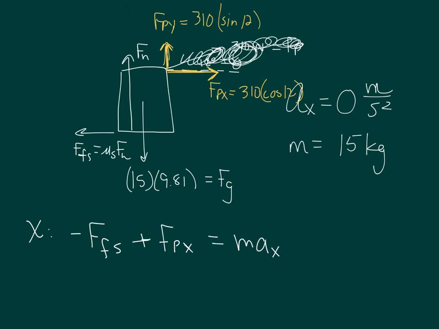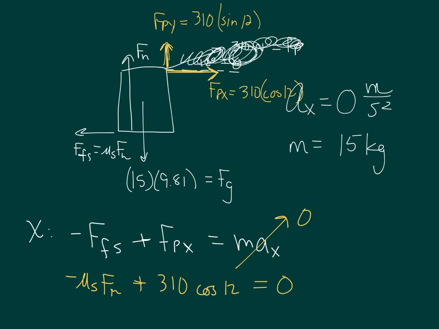What's the acceleration in this problem? 0. Okay, we're looking at the instant before it begins to move. We're trying to find out what mu is, so we can go ahead and plug in. We could say, all right, well, this is just mu s times F_n plus F_px. We have a number for that. 310 cos 12 equals 0. That's all I can do in the x direction right now.